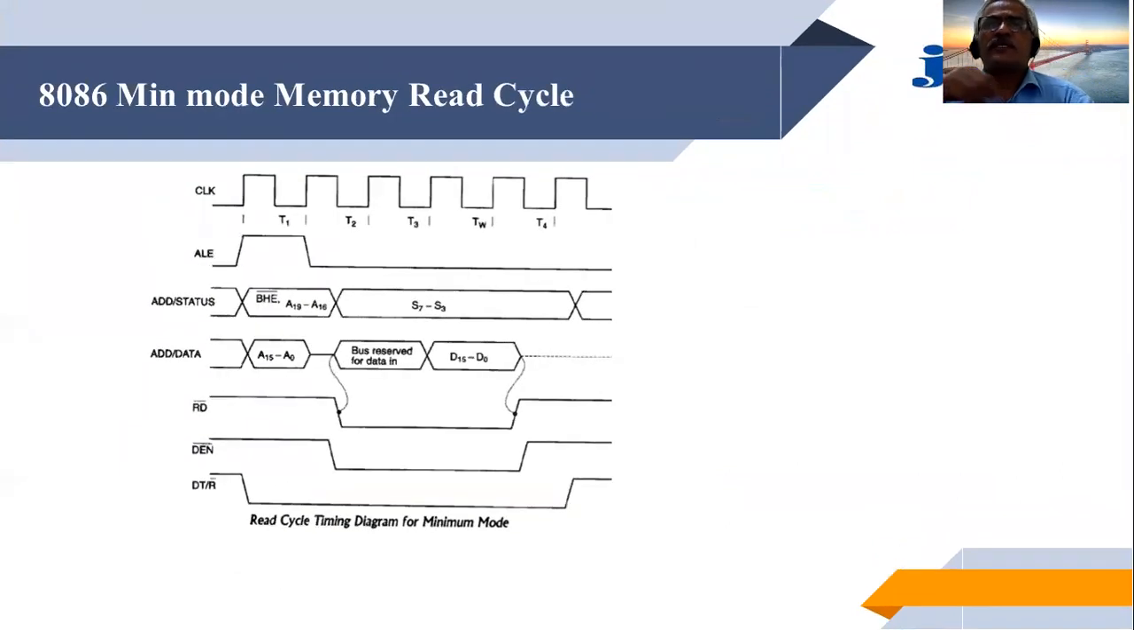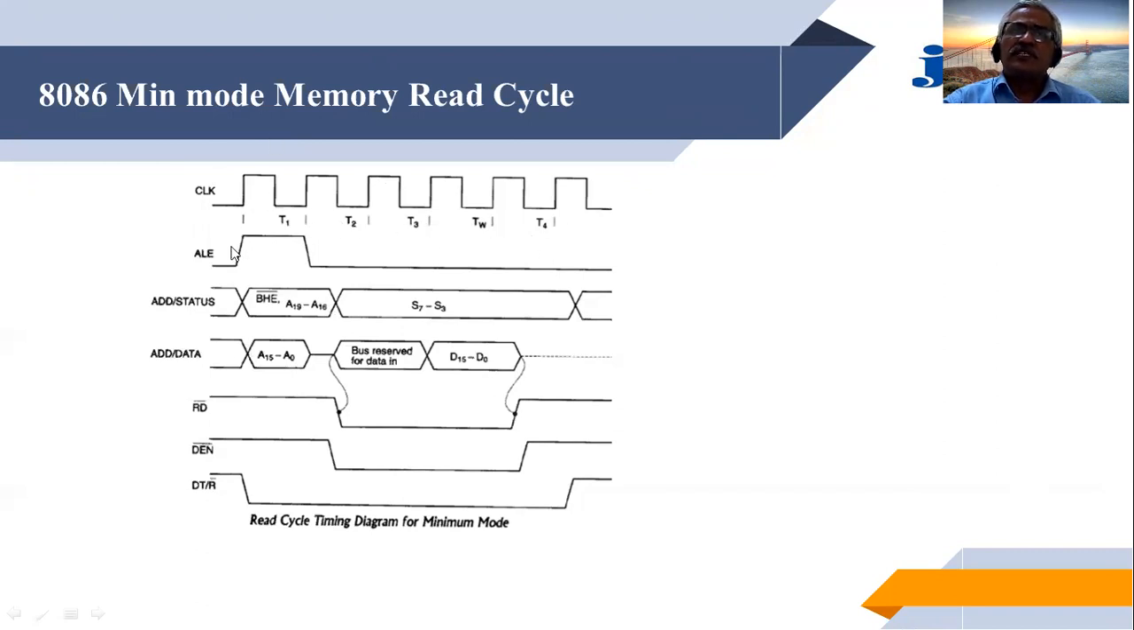Then let's look at the two modes of operation, minimum mode and maximum mode. The only difference is that the minimum mode is a single processor environment and the maximum mode is a multi-processor environment. But in both cases, you will have the memory read-write and IO read-write. If you look at this particular figure, you observe continuous clock pulses, which are called the T states, T1, T2, T3, T4, and so on.